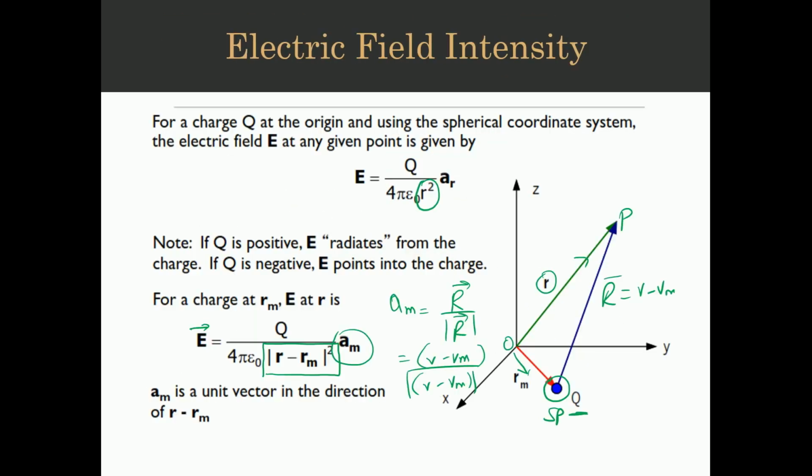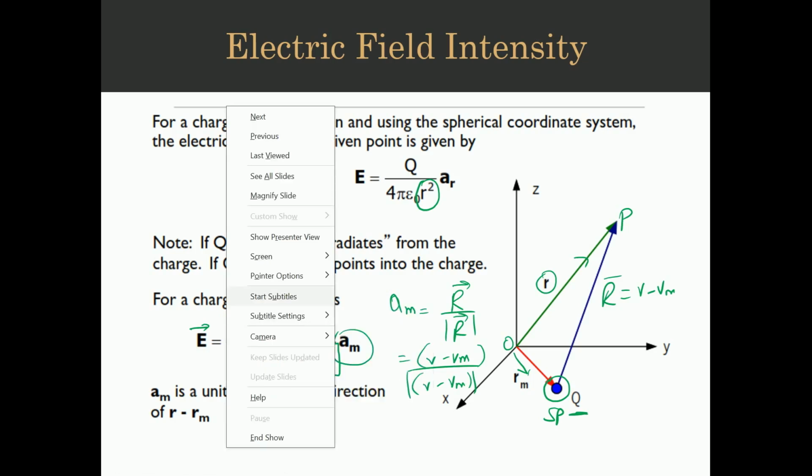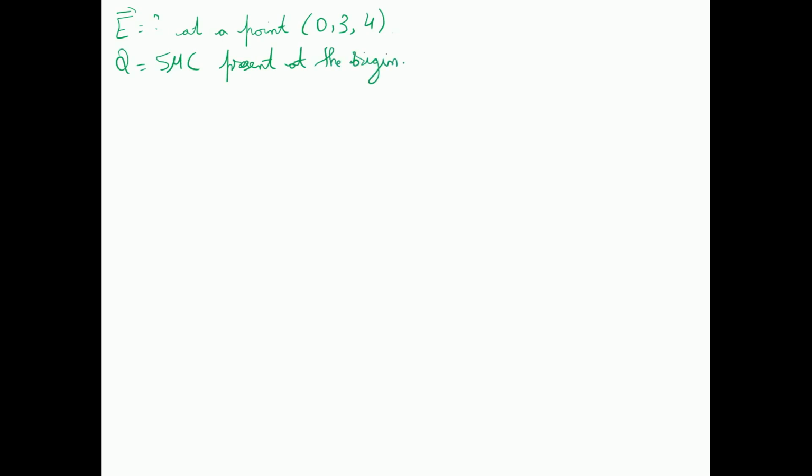So we can take an example to further understand how this can work. Let us say I want to find the electric field intensity at a point 0, 3, 4, and the charge that I have been given is 5 microcoulomb, and it is present at the origin. So we need to find the electric field for this scenario. So how can we go about this?